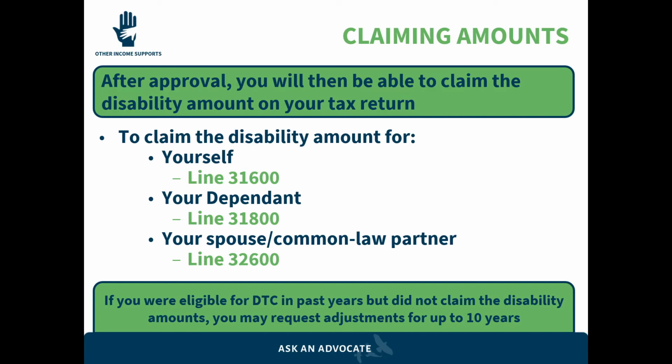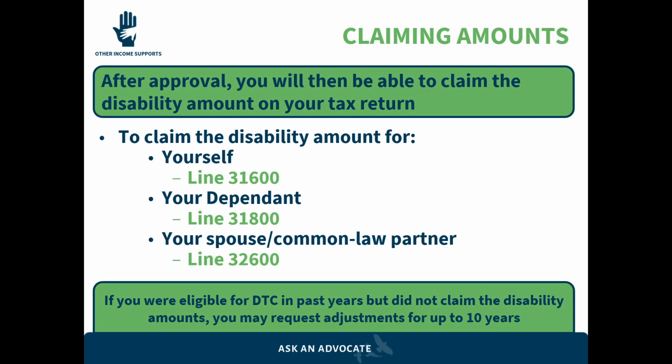After the application has been approved, you will then be able to claim the amount when you file your tax return. One thing to note would be that the line to claim the disability amount is different depending on who is going to be the person claiming. Feel free to take a look at what line to claim the DTC on, depending on if it is being claimed by yourself, your dependent, or your spouse or common law partner.